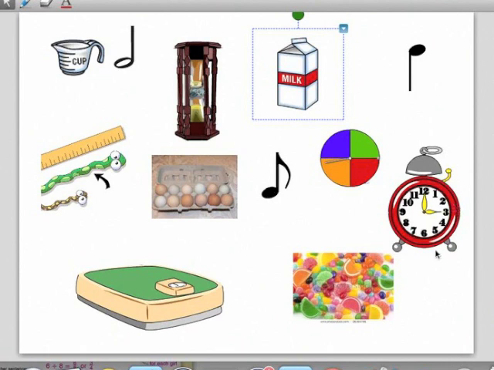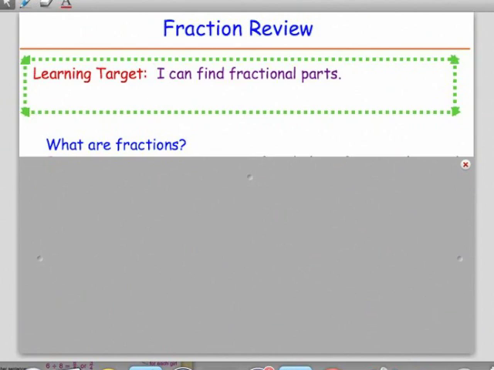We also use fractions a lot in time, half an hour, 1/4 of an hour, 3/4 of an hour. And then also in spinners, you can always look at fractions that way, which we'll look at a little bit closer right now. All right, so fractions are definitely an important part of our worlds. They are everywhere.